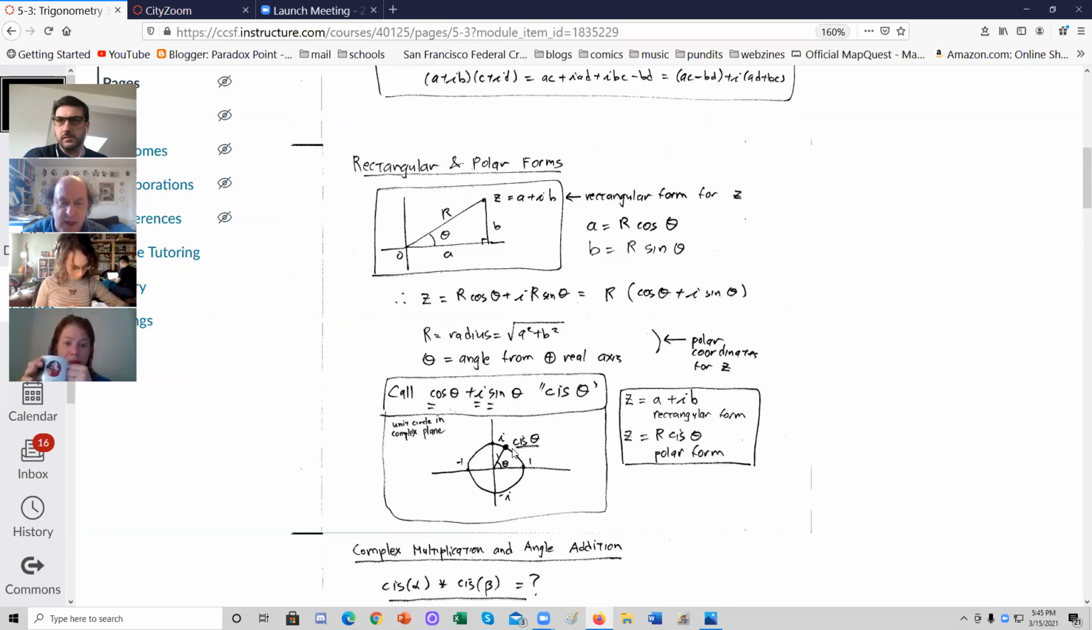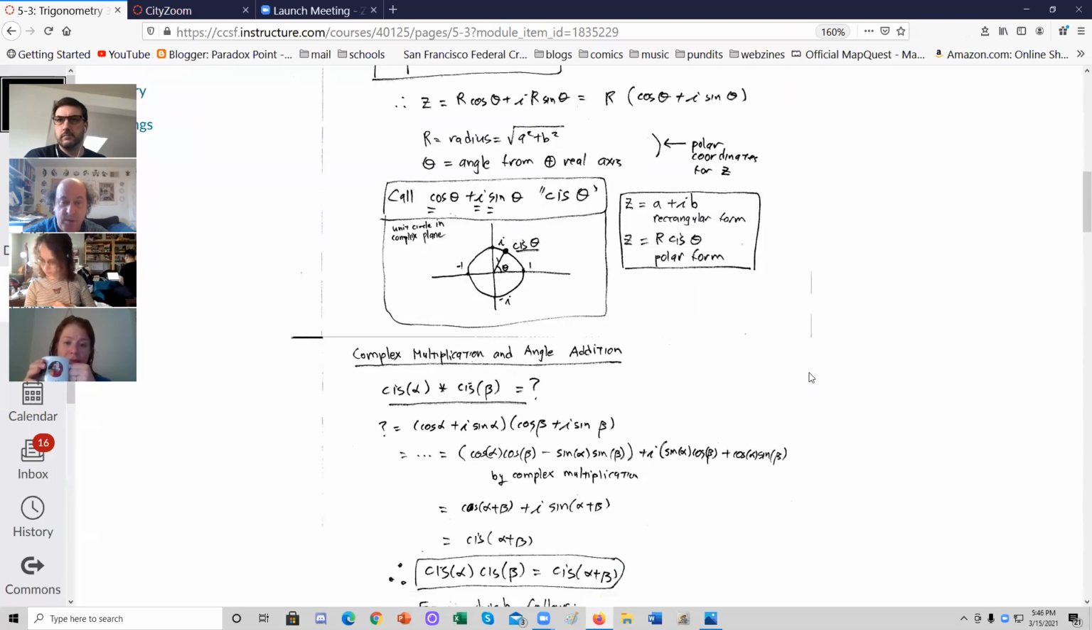Cis theta is in the unit circle in the complex plane. You go around an angle theta. And as theta goes through the real numbers, cis theta spins around and around and around the circle. So you have the rectangular form for a complex number, a plus ib. You also have this polar form, r cis theta.